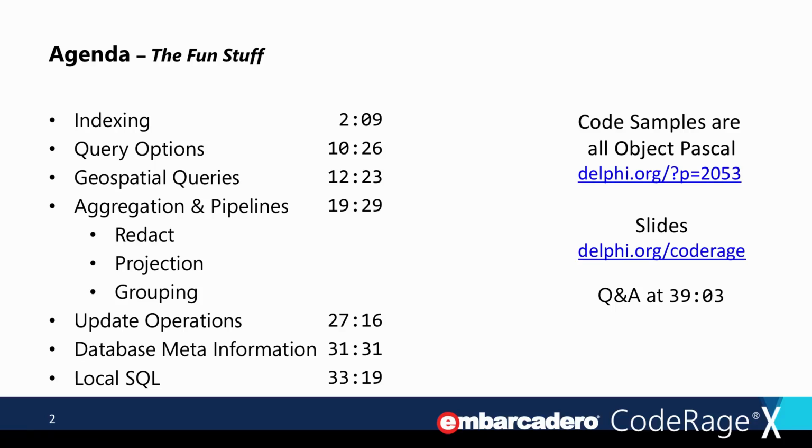So what we're going to talk about: indexing, query options, geospatial queries, which I think is kind of a cool thing you can do with MongoDB, where you're able to do queries based on geometry, two-dimensional geometry. Really cool. Look at aggregation and pipelines, explain what those are, how to use them, update operations, getting some meta information from the database, and then how to take advantage of local SQL with MongoDB, which is really kind of cool as well.